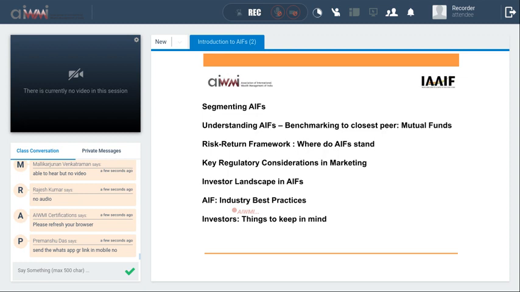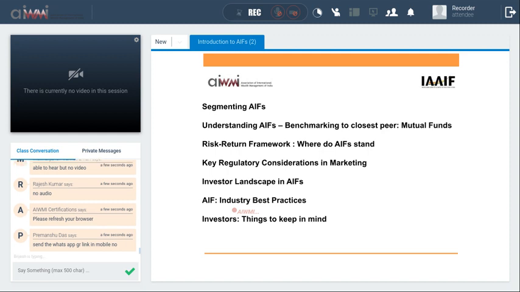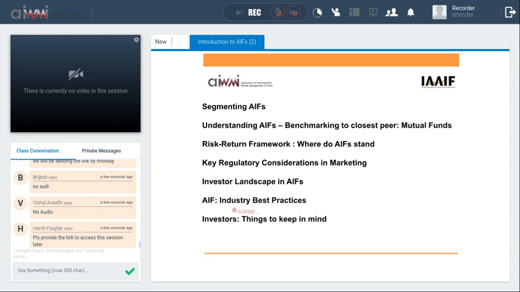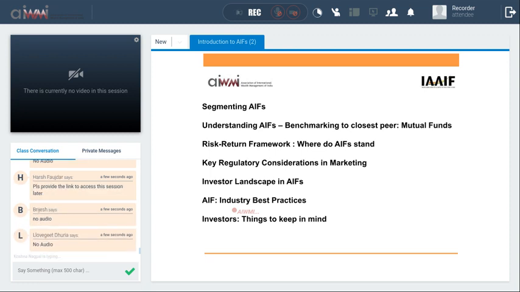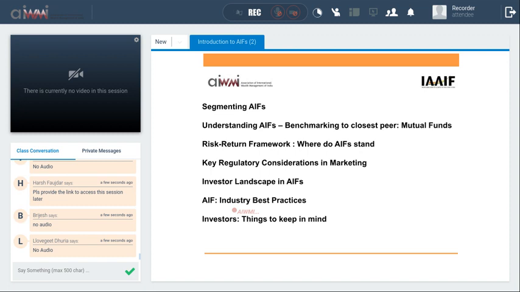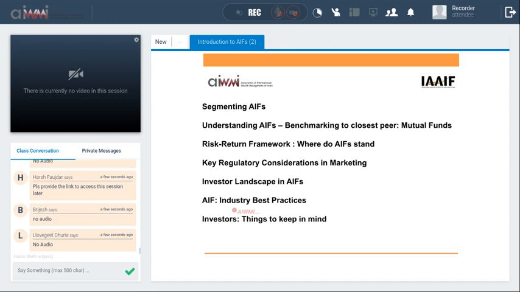I think the best way to really understand AIF is to compare it to mutual funds. As you're aware, mutual funds are an investment vehicle which is very, very well understood by the masses. And I think what's really helpful in understanding AIFs is to look at the similarities between the two platforms, as well as the dissimilarities, and basically look at AIFs as specialized kinds of mutual funds.